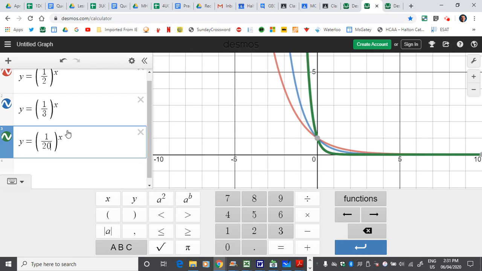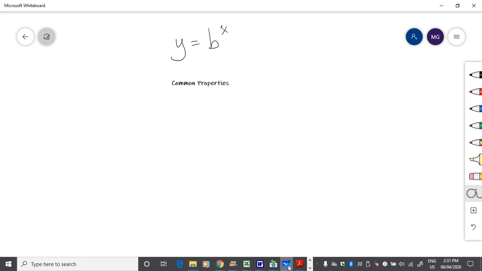I think we need to take all of that we've just discovered, and I think we need to sum it up. And so you'll notice that as we played around on Desmos, we had all of our functions that took the form y equals b to the exponent x. All of those functions were y equals a single power.